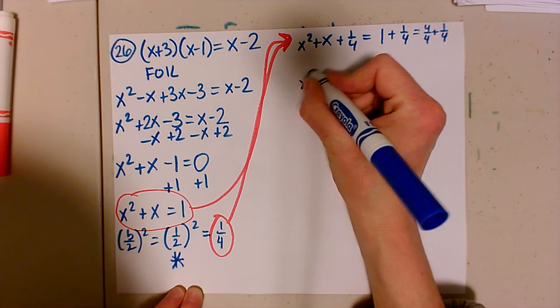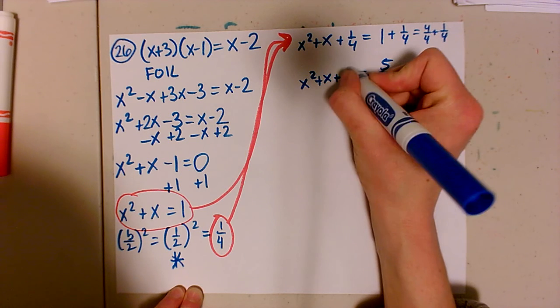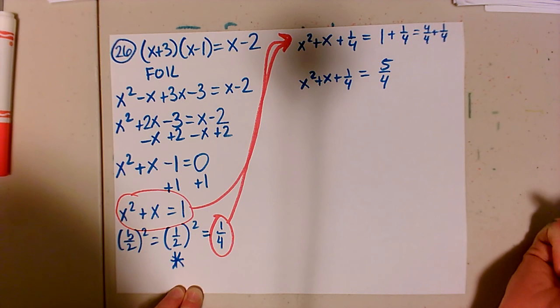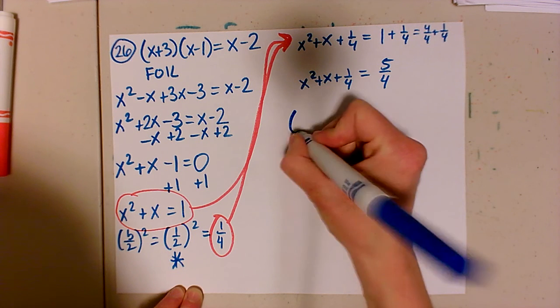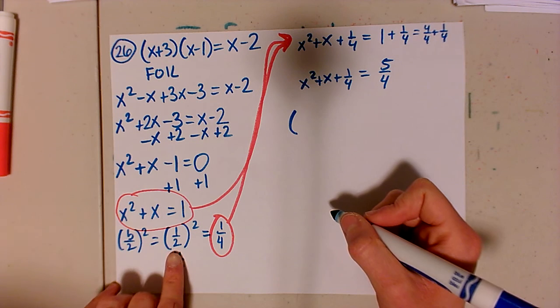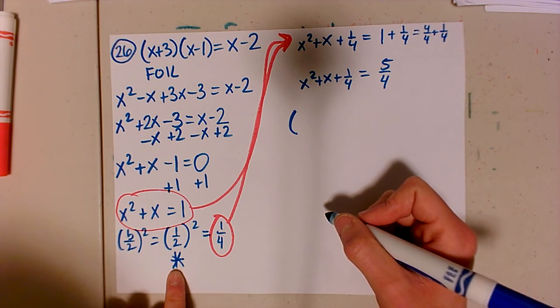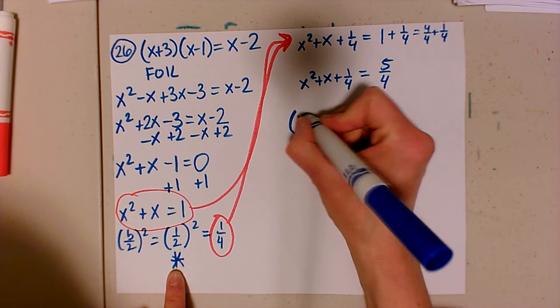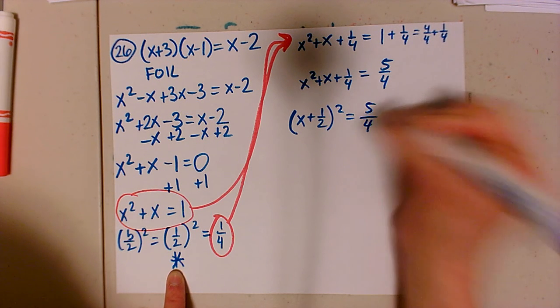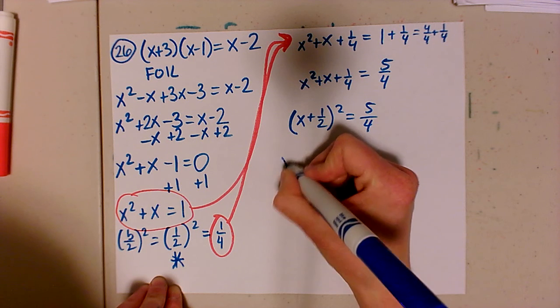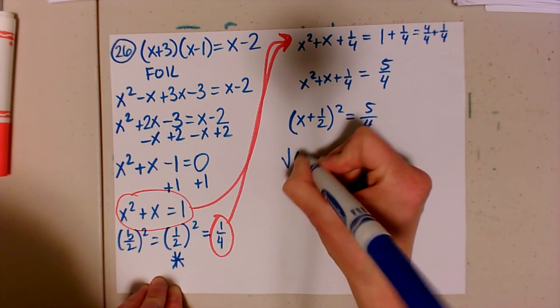So then on the left, we still have x squared plus x plus 1 over 4, and that all equals 5 over 4. So we can go ahead and factor the left, and to factor this, we're just going to use this 1/2 that we figured out down here when we did our b over 2 squared. So we'll have x plus 1/2, the whole thing squared, is 5 over 4. Let's take the square root of both sides.